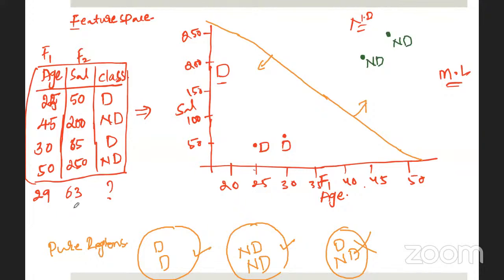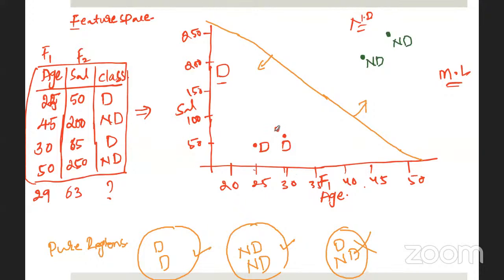Now I want to find out whether this person would become a defaulter or not a defaulter. So let us see how we can use this algorithm for this prediction purpose. Let us mark this data point in this feature space. 29 years is somewhere here and 63 is here. So this is where the new data point falls.